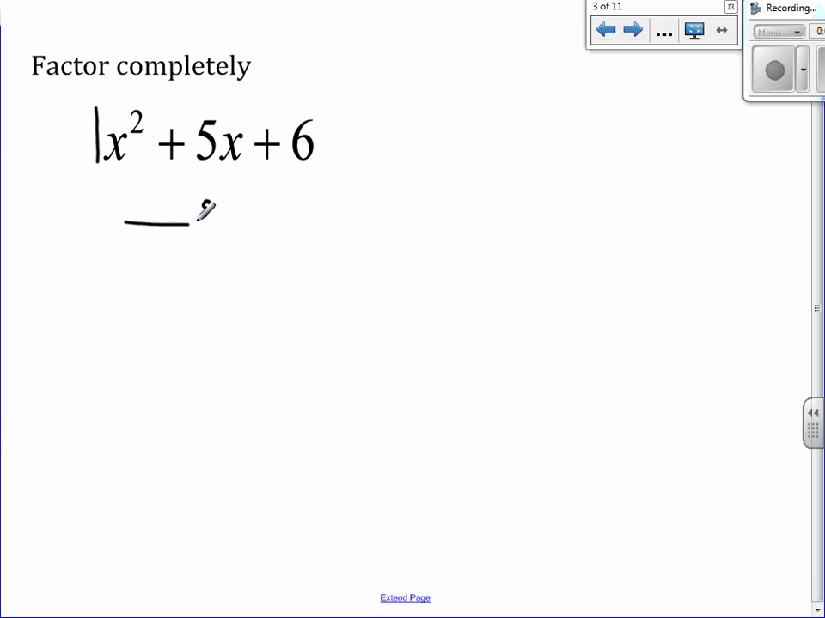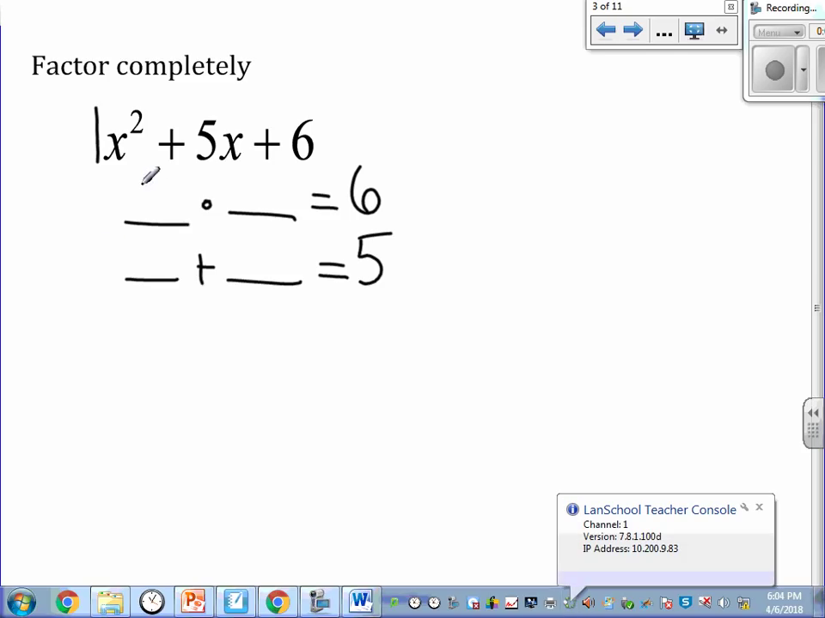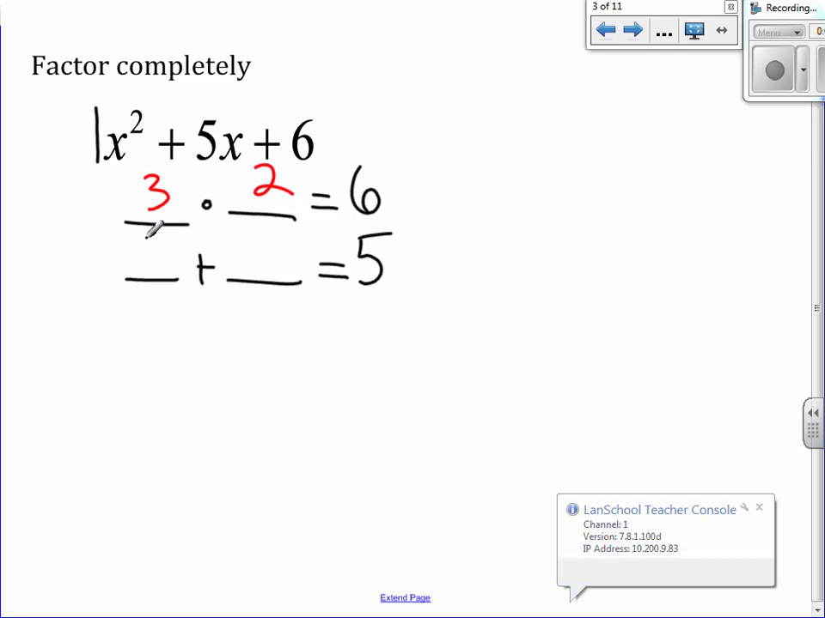We need two numbers that multiply to our back end, which is 6. But those same two numbers have to add to the middle, which is 5. What two numbers multiply to 6 but add to 5? Oh, you guys are so good. 3 and 2, right? You knew that. 3 and 2. Very good.